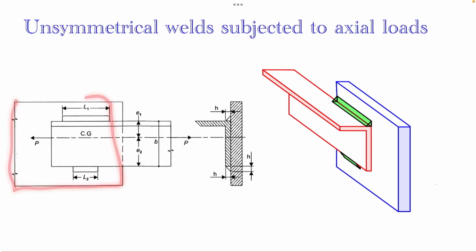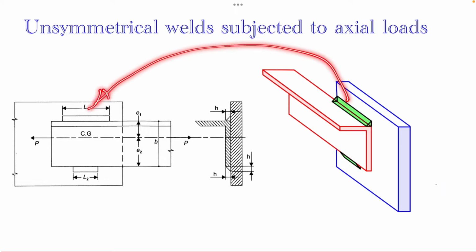So here you can see an angle section which is welded to another base plate. The angle section you can visualize in 3D here. This is our L-shaped angle section which is welded to the base, and weld is provided in these two locations. The difference is that the welds are of unequal lengths. This is in order to nullify any moments produced.